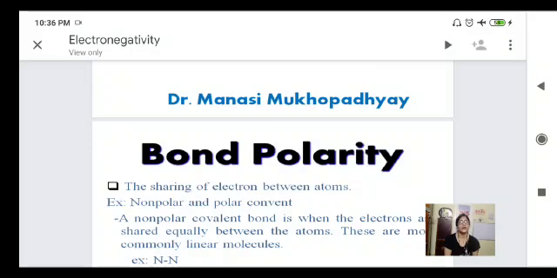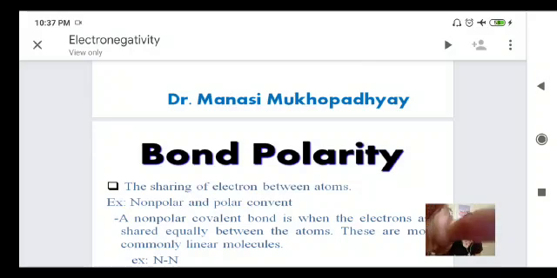What is bond polarity? Bond polarity actually is the sharing of electrons between two atoms. We all know that a bond comprises two electrons. A bond means two electrons. So how these electrons will be attracted by either of the atoms is known by the term bond polarity. Now, bond polarity may be of two types. One is non-polar bond and the other one is polar covalent bond.